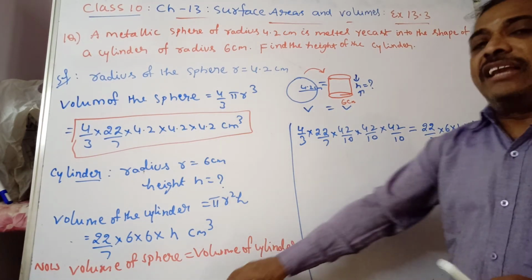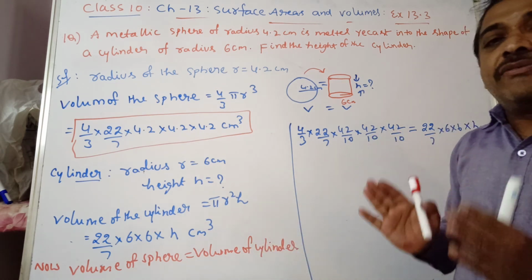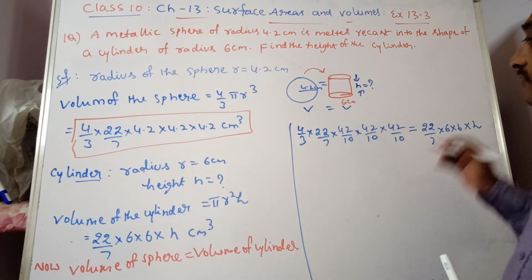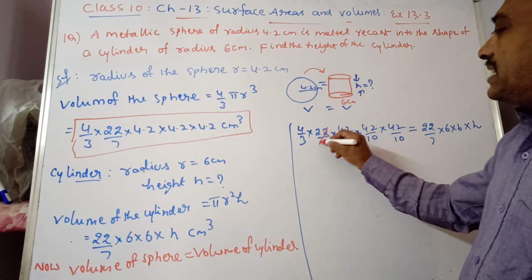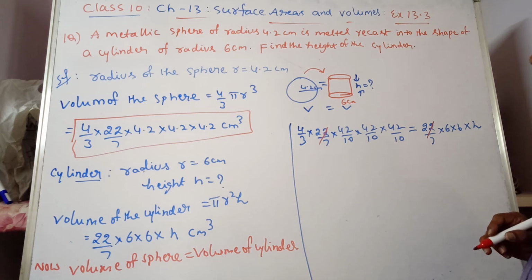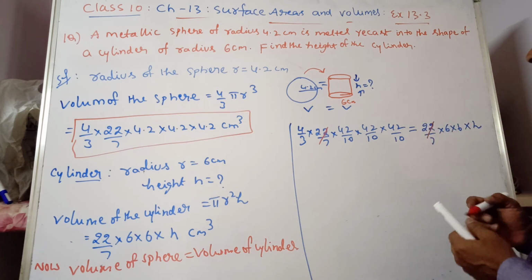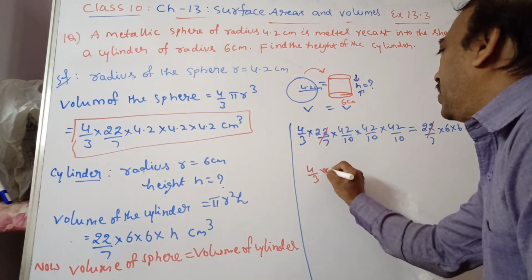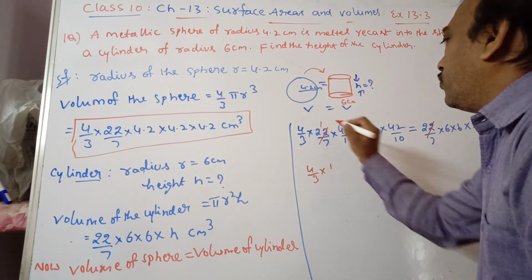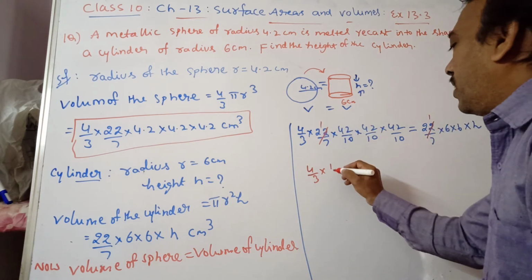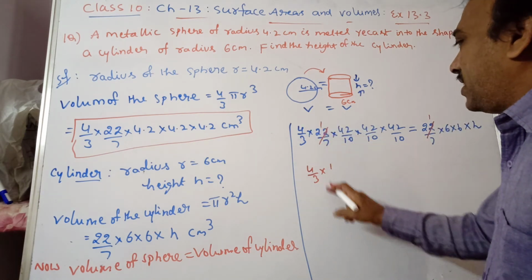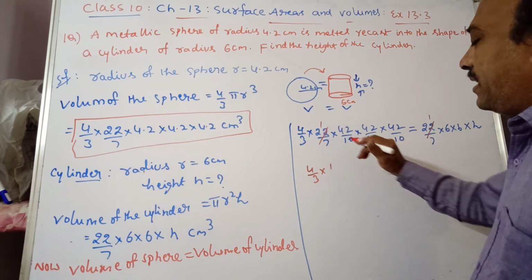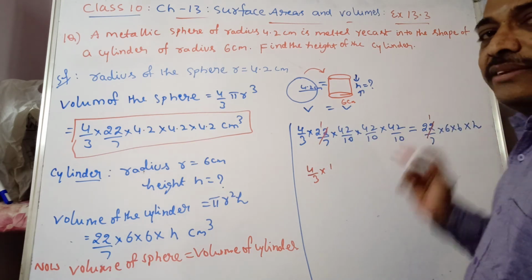As we know in the calculation part, an equation has an equal sign between the two sides. If the values are the same, then we can cancel the values 22 by 7 and 22 by 7. Now you see this side, what we have is 4 by 3 into 1, so 22 by 7 and 22 by 7 are completely cancelled.